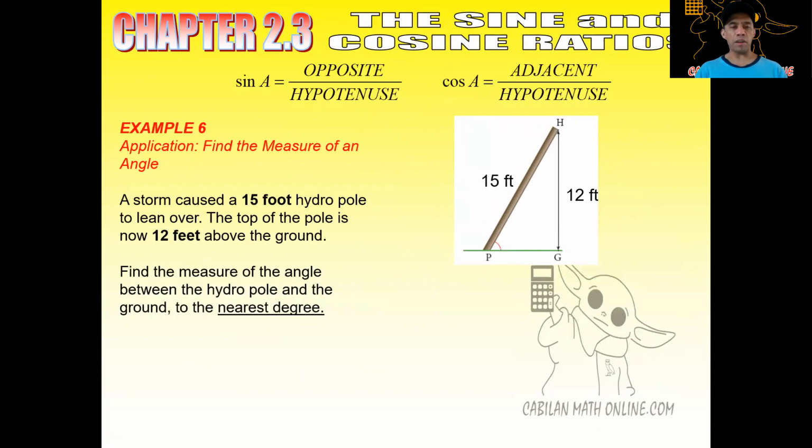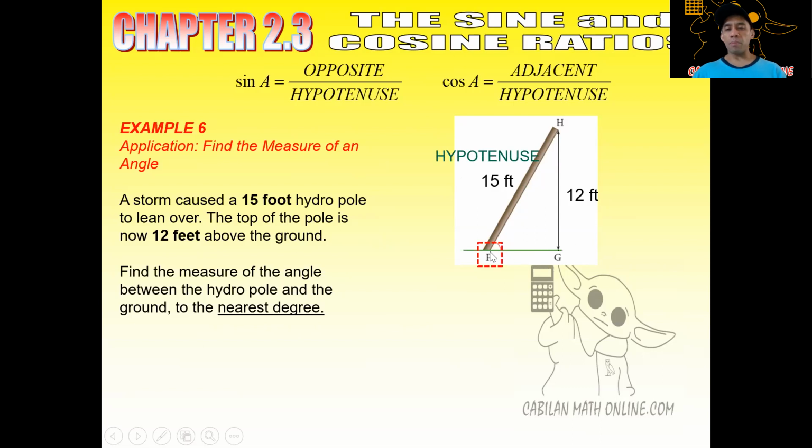So what we want to figure out here is the measure of the angle between the hydro pole and the ground, and that's talking about this angle over here, angle P. Now, based on the diagram, even though there's no box, this angle over here is where the box would be. If you want to ease your stress, you might want to put a box there. That's up to you. So when we're labeling the sides, the 15 here would be the hypotenuse because the box would have been on the bottom right-hand corner.